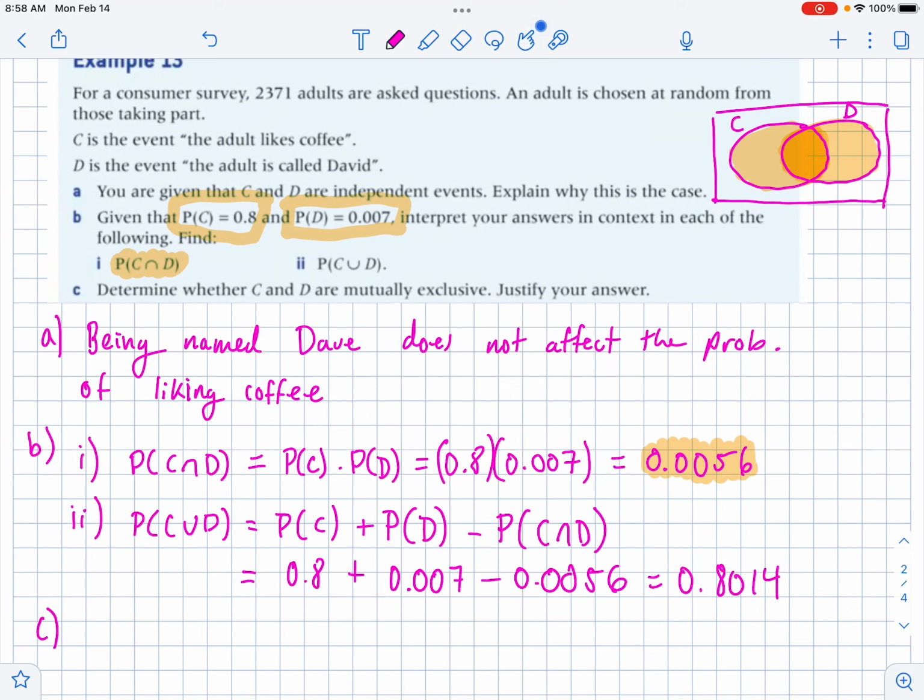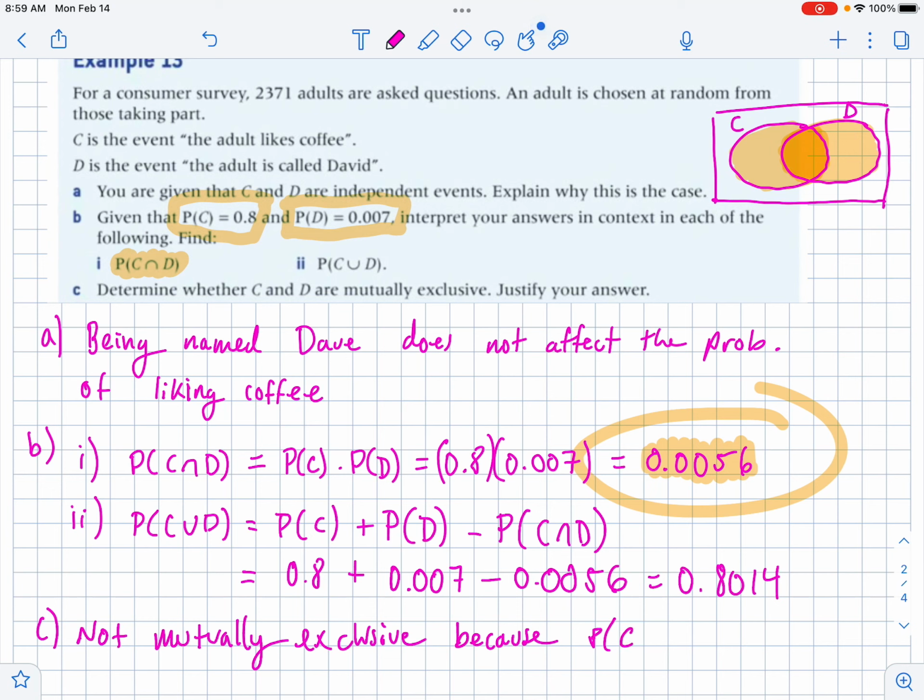Part C says decide whether these two things are mutually exclusive. I feel like I already talked about this, that they do have an intersection. The fact that we found their intersection probability, you can say they are not mutually exclusive. And the reason for that is that the probability of their intersection does not equal 0. Their intersection would have to be 0 for them to be mutually exclusive.